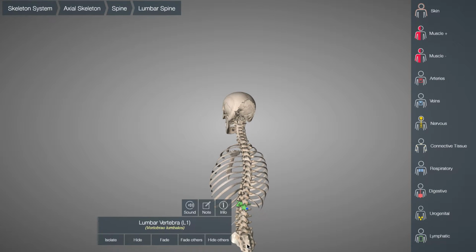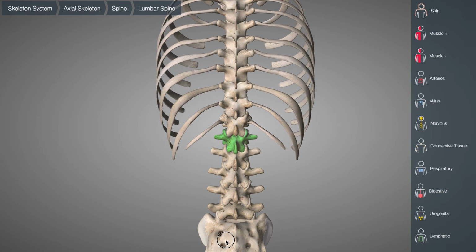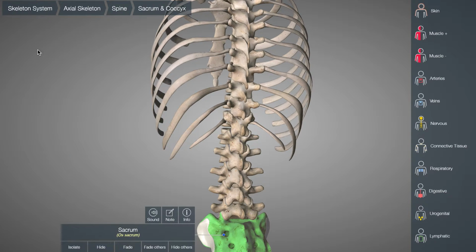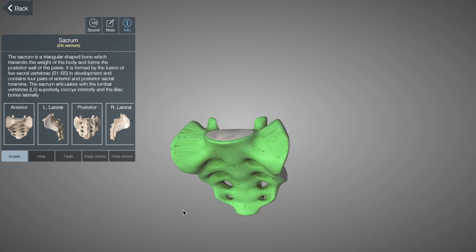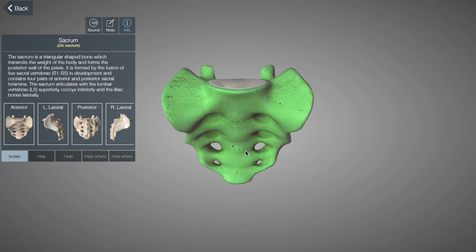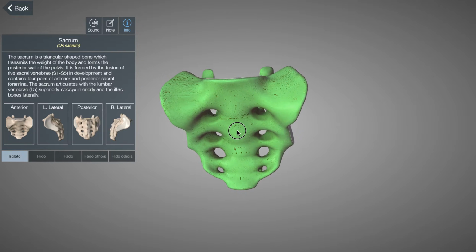So we'll go ahead and move down over here. This over here is called the sacrum. Let me go ahead and isolate that. So the sacrum's pretty interesting, and the reason is it's actually a series of 5 fused vertebrae, and they're numbered as well. So this is called S1, S2 over here, S3, S4, and then this last portion right over here is called S5.